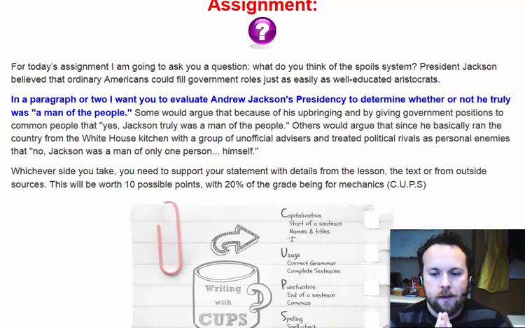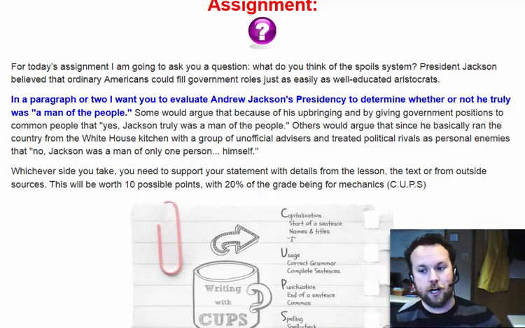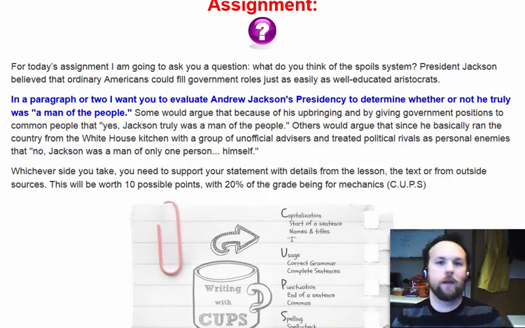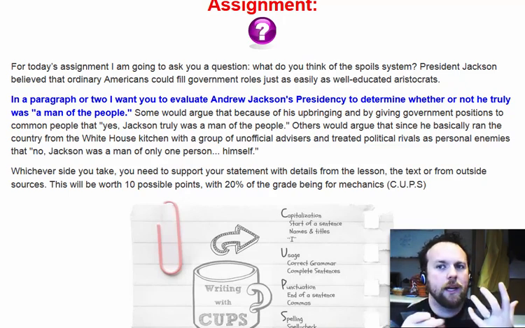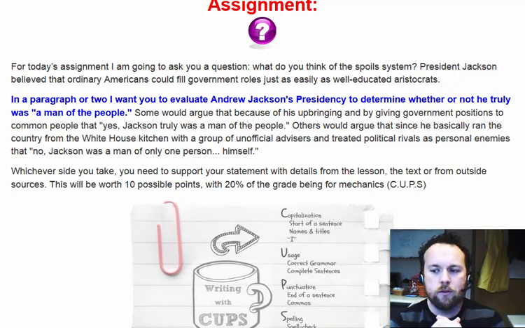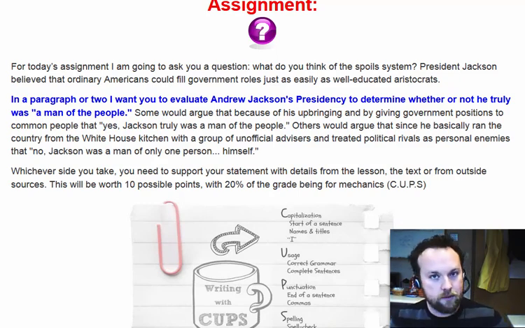President Jackson believed that ordinary Americans could fill government jobs just as easily as well-educated, wealthy aristocrats. So, in a couple of paragraphs, I want you to take some time and evaluate Jackson's presidency and tell me whether you think that he was truly a man of the people. Some would argue that because of his upbringing and by giving government positions to common people that, yes, Jackson was truly a man of the people.